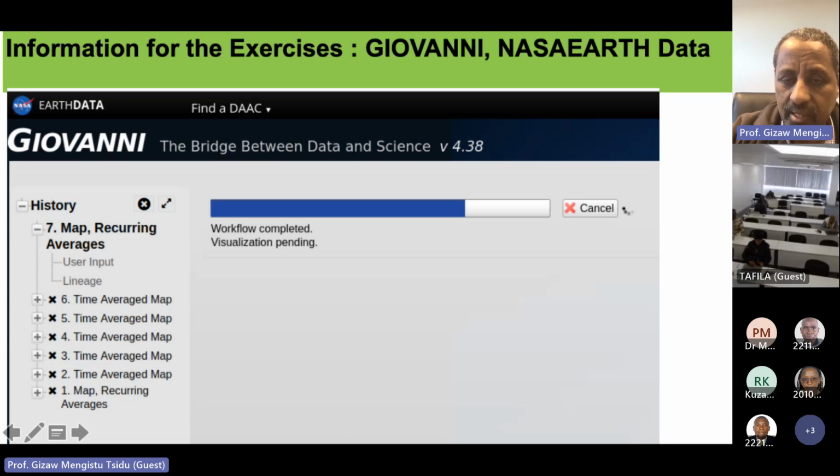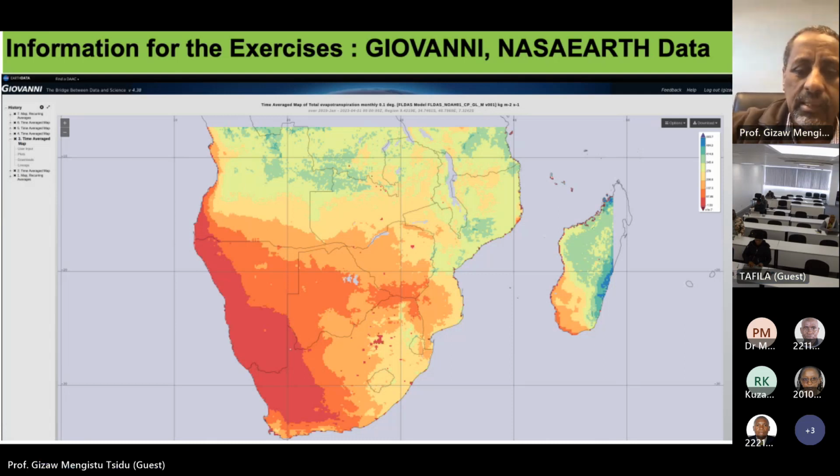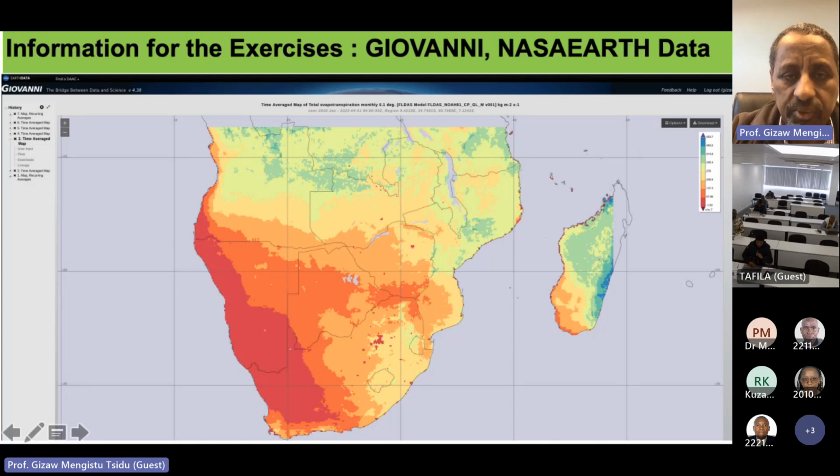So this blue bar should finish up to this point, should cover the whole white area. And then once that is done, instead of this screen, you'll see another screen which appears like this one. So this is a plot, for instance, temporal average of total evapotranspiration monthly. And this is obtained from this model. It's a reanalysis, not a model. Reanalysis has observation, it has also models. So you see a continuous map of total evapotranspiration.